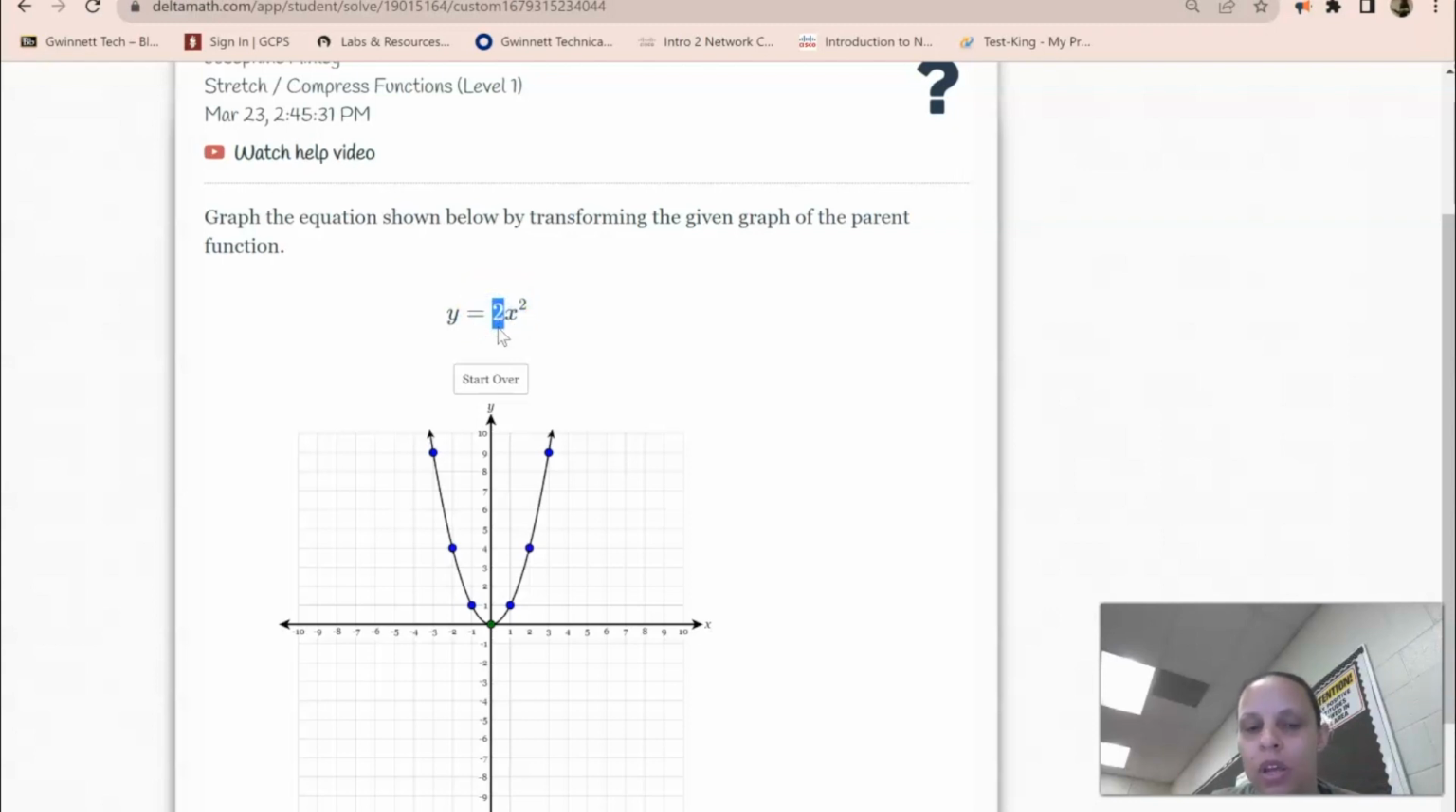So what does a whole number do? It stretches it. Because it's outside, it's in the y direction, so it stretches, so it pulls up. And if you were thinking about this, if you pulled the graph up, it's going to become narrower. So just a good idea to know just for multiple choice.